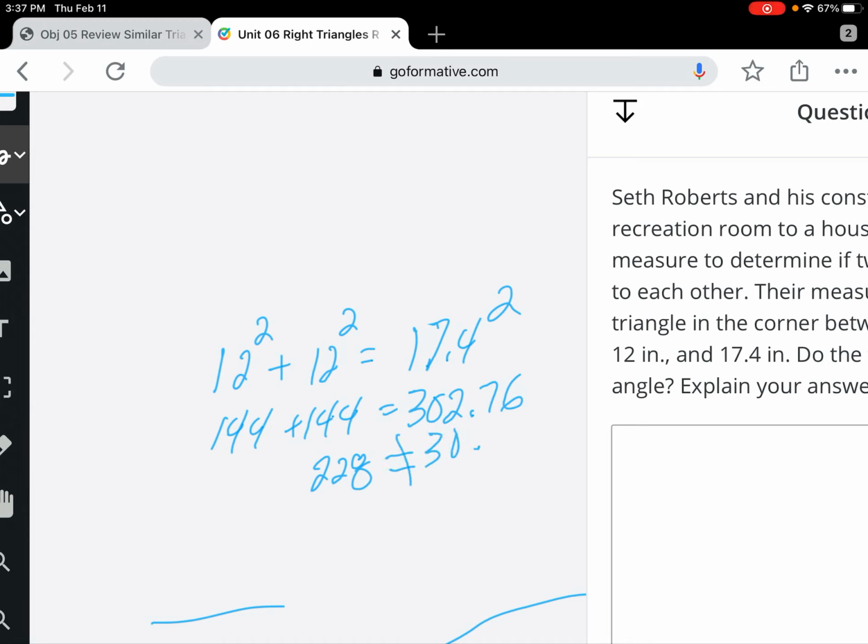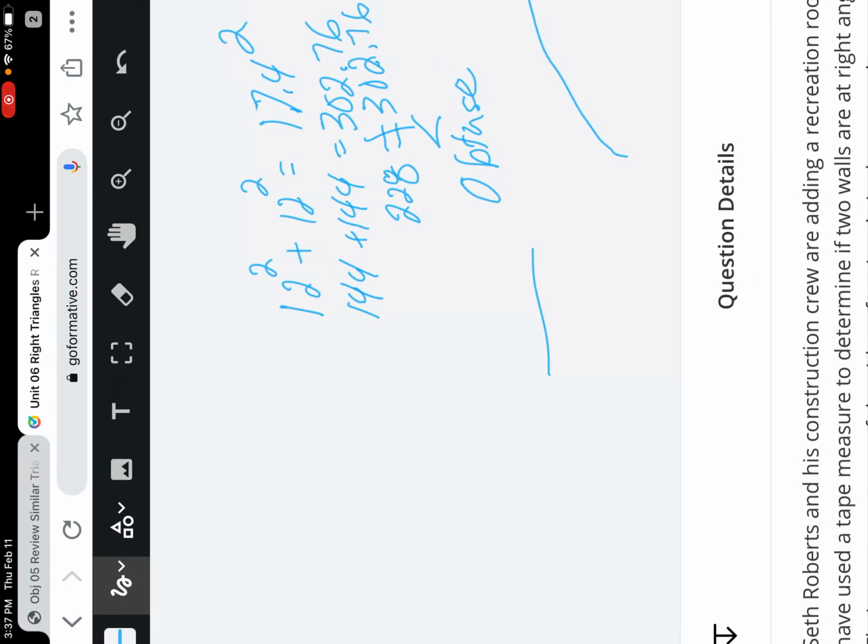Okay. 288 obviously is not equal to 302.76. So basically you would say something like, it doesn't work in Pythagorean theorem. Pythagorean theorem doesn't work on this, so it can't be a right triangle. And actually from what we know, 302.76 is actually greater than, so this would be an obtuse triangle. Just an extra piece of information to practice.